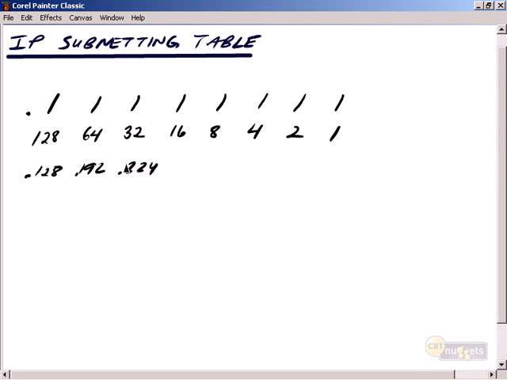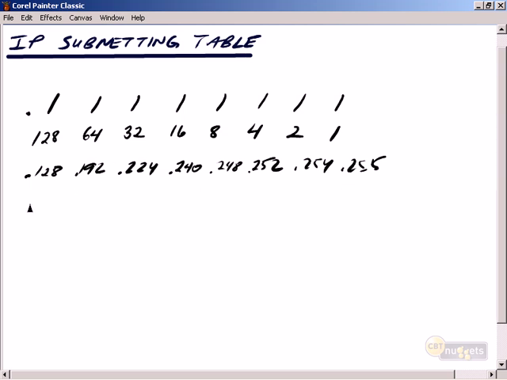forth. Now what I'm doing is I'm saying 128 plus 64 is 192. 192 plus 32 is 224. 224 plus 16 is 240. And then .252, and .254, and then 255. Now this is the traditional subnet mask, okay? And we know that we use the subnet mask to differentiate the network part of the address to the left from the host portion to the right, okay?